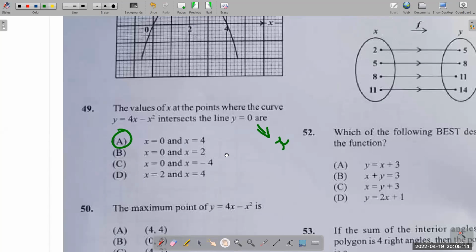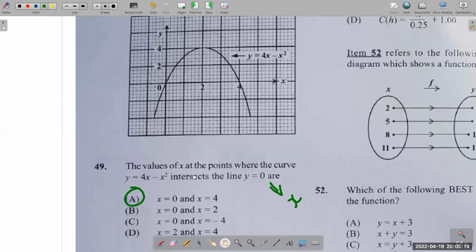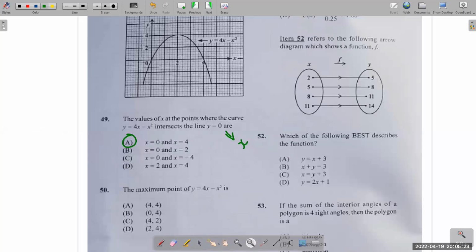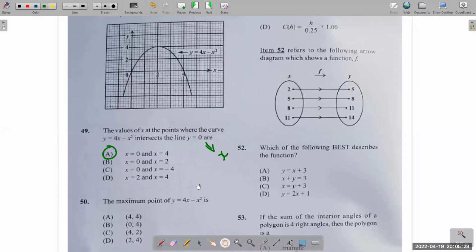Repeated questions, repeated questions. The same question came as well. What's the maximum point? What is the answer? Let me scroll out a little bit. What's the answer for the maximum point? A, B, C, or D? Look at it and tell me what the answer is. What is the maximum point of this graph?